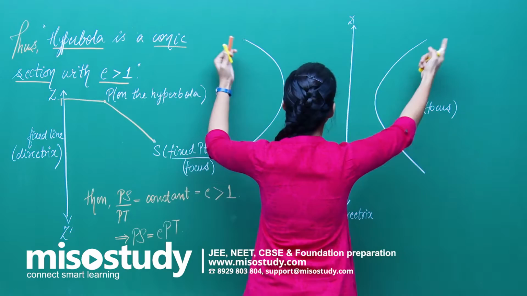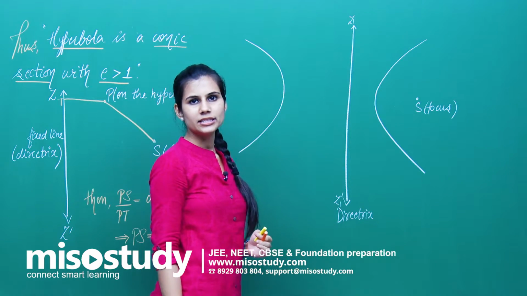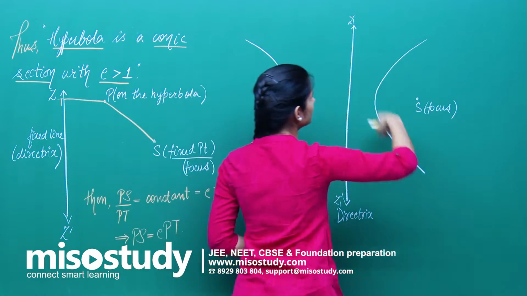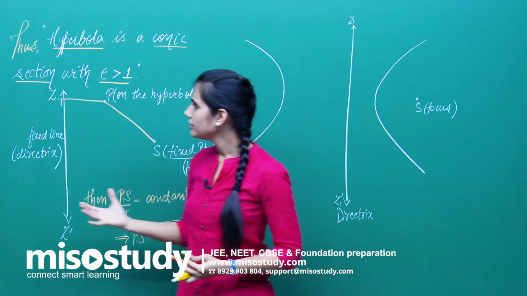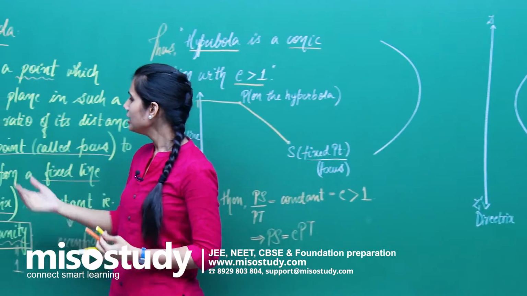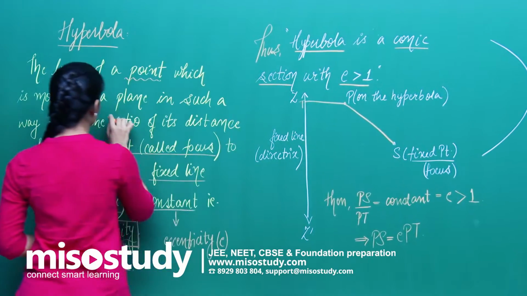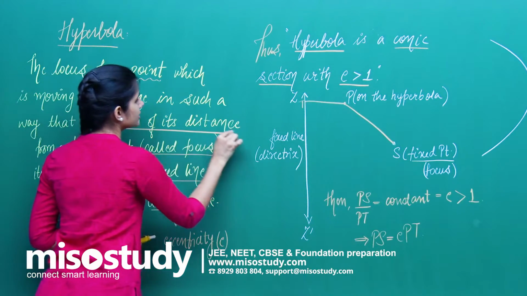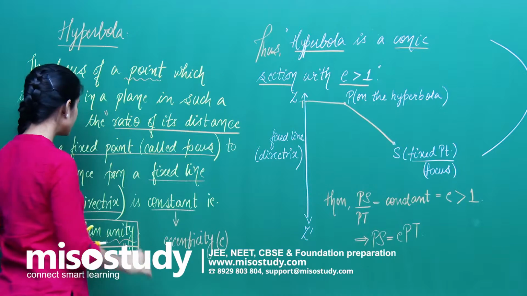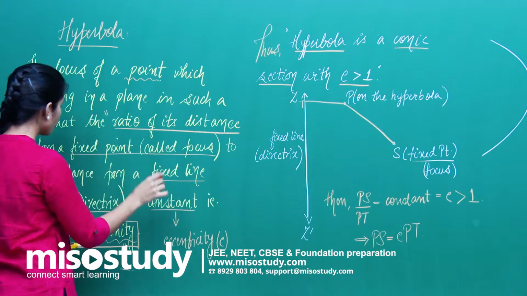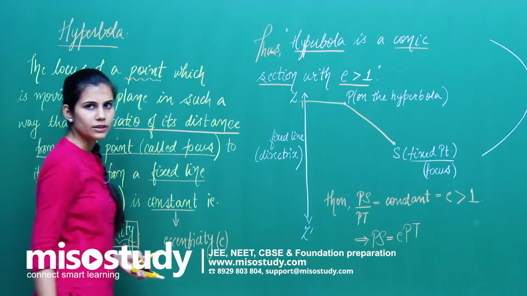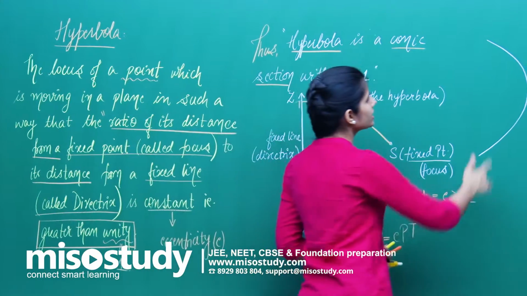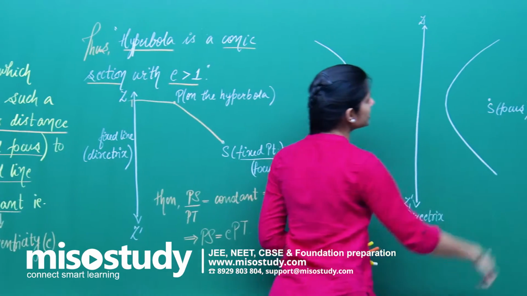These two lines that you can see, the curves that you can see, basically this curve and this curve, this is the collection of points which satisfy this condition of hyperbola, that the ratio of the distance from a fixed point called focus to its distance from a fixed line called directrix is constant greater than 1. It is these points lying on this and this curve.